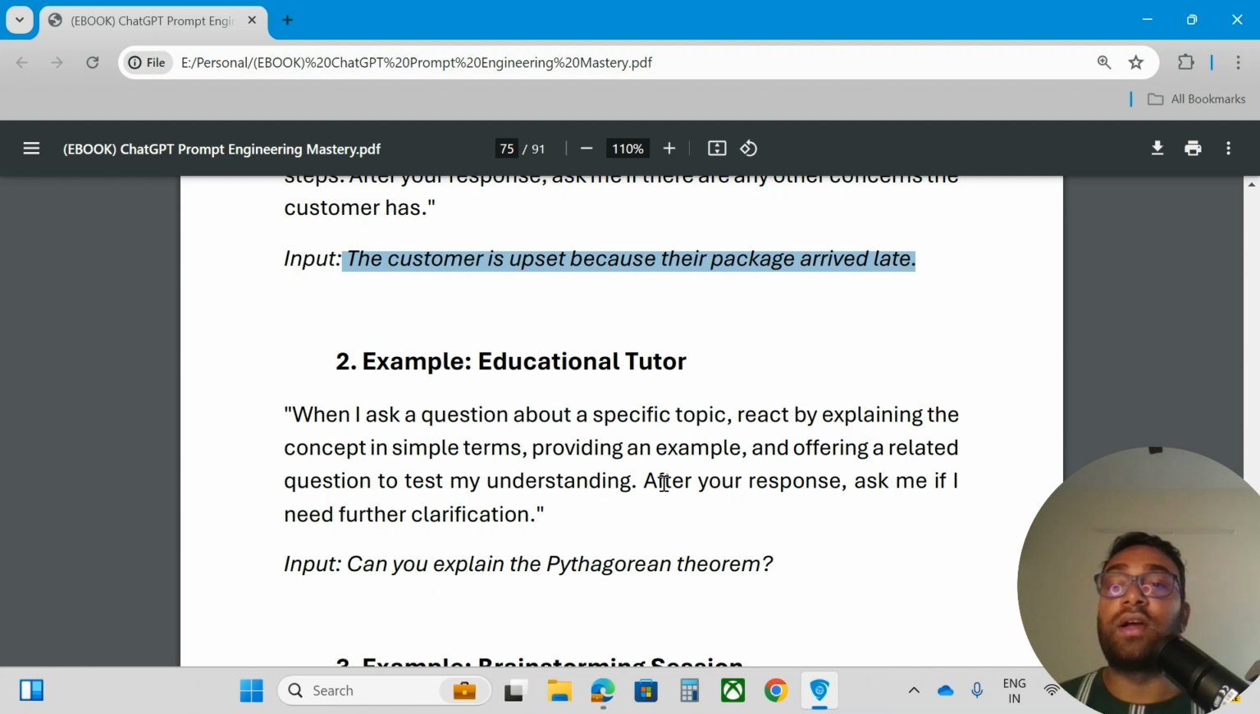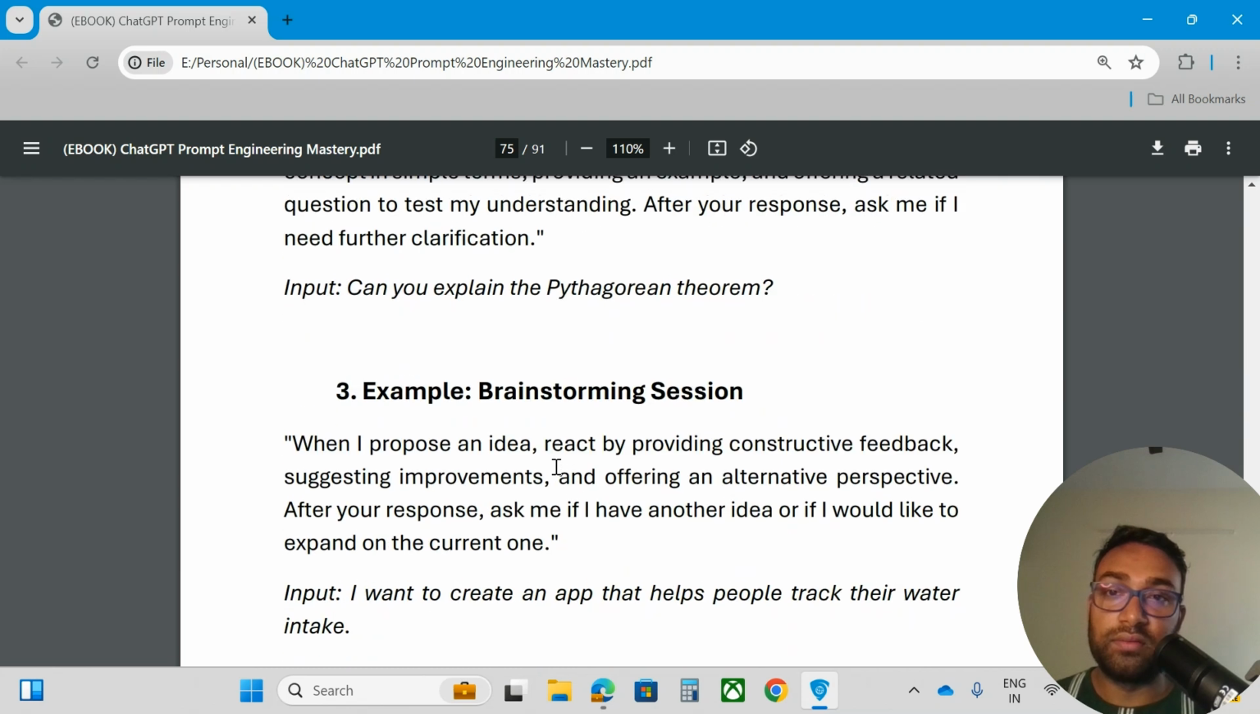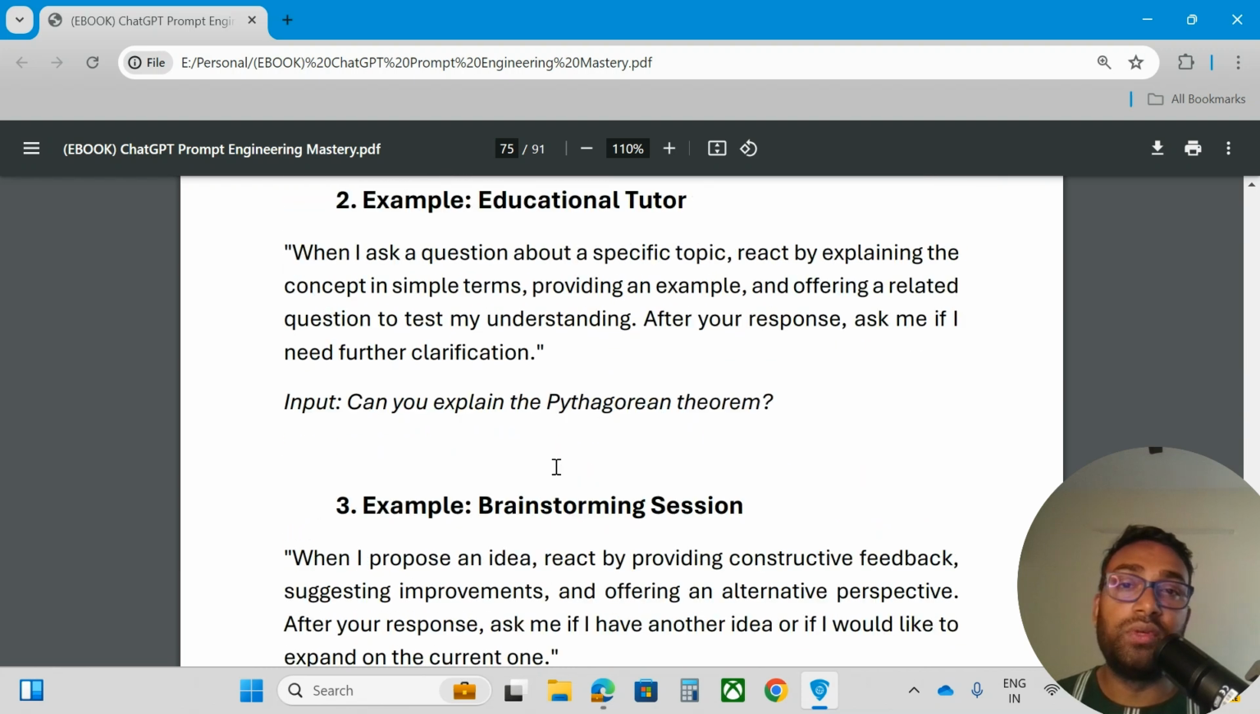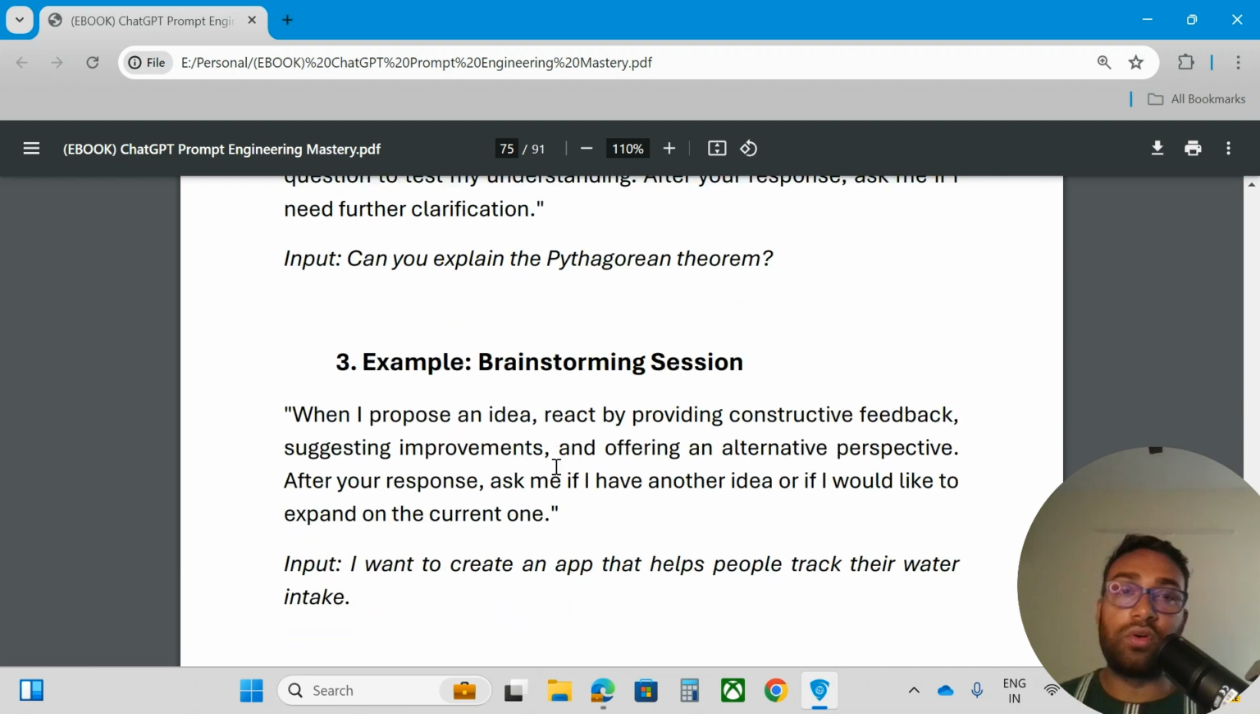After your response, ask me if I need further clarification or not. Here is the input: Can you explain the Pythagorean theorem? Okay, so again, all the prompts are very unique, so you can copy it, paste it, and replace your content, replace your outcome, what you expect from ChatGPT, and it will provide a more accurate answer.